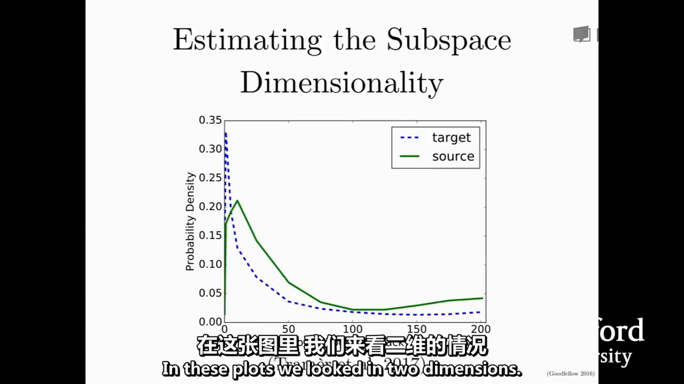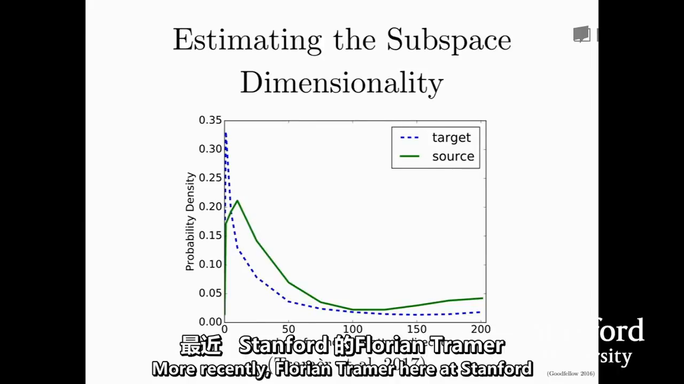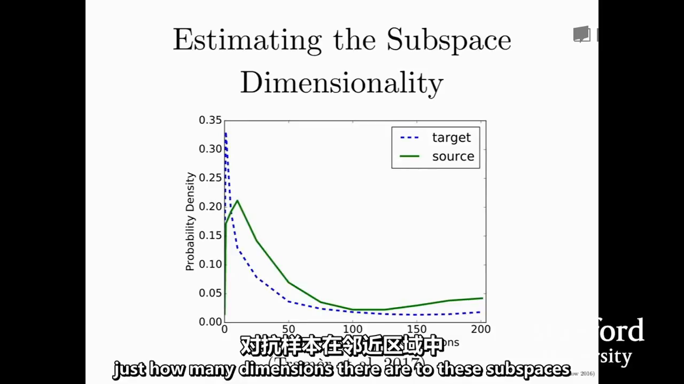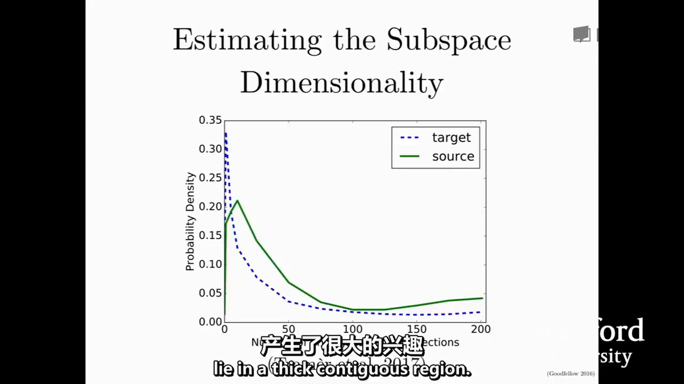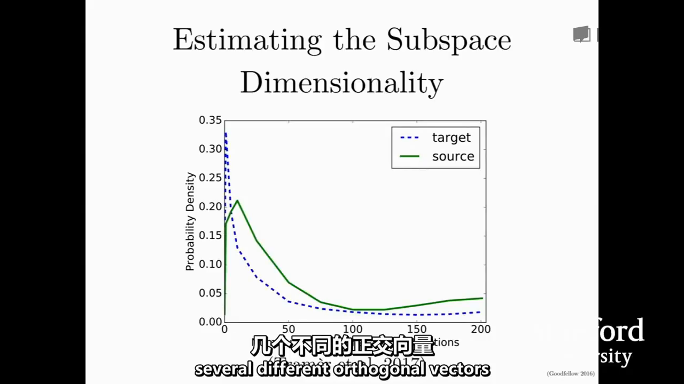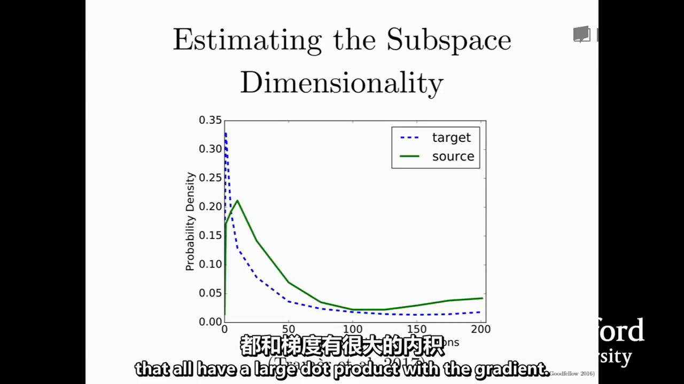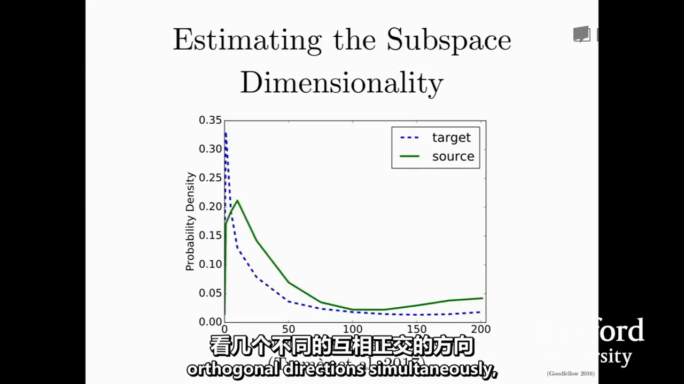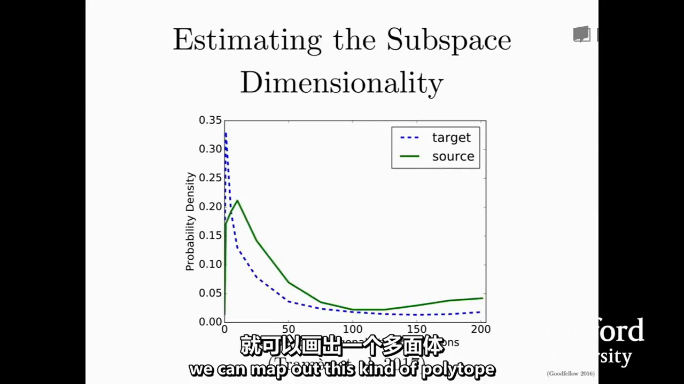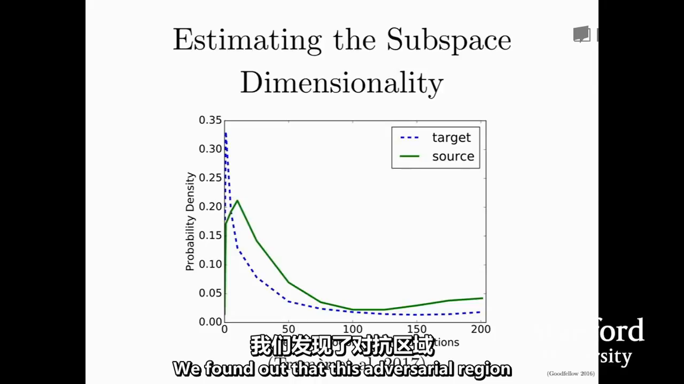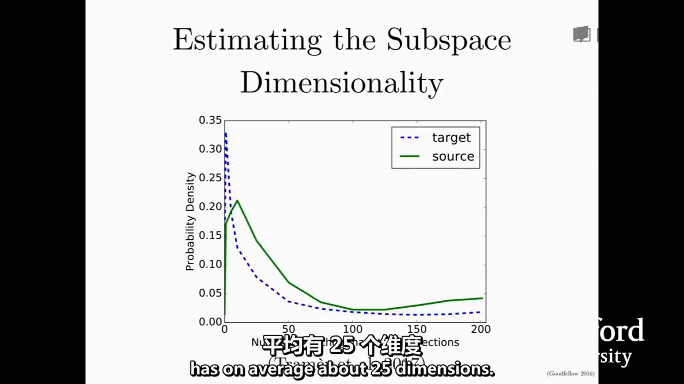In these plots, we looked in 2 dimensions. More recently, Florian Tramer here at Stanford got interested in finding out just how many dimensions there are to these subspaces where the adversarial examples lie in a thick, contiguous region. And we came up with an algorithm together where you actually look for several different orthogonal vectors that all have a large dot product with the gradient. By looking in several different orthogonal directions simultaneously, we can map out this kind of polytope where many different adversarial examples live. We found out that this adversarial region has, on average, about 25 dimensions.